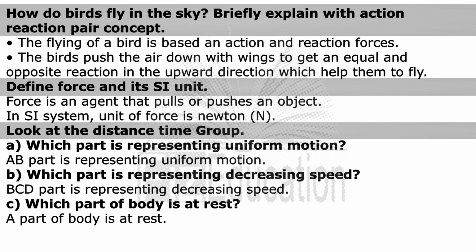Look at the distance time graph. A. Which part is representing uniform motion? AB part is representing uniform motion. B. Which part is representing decreasing speed? BCD part is representing decreasing speed. C. Which part of body is at rest? A part of body is at rest.